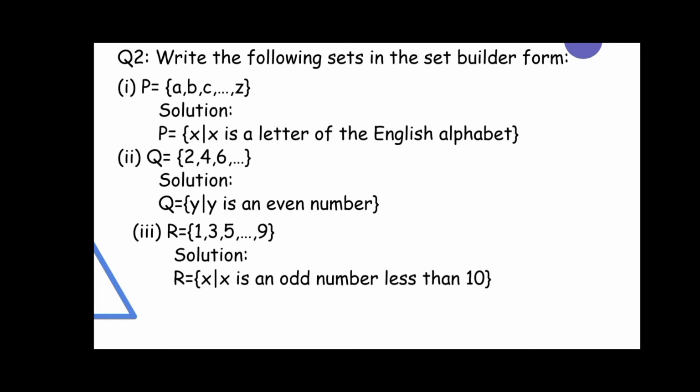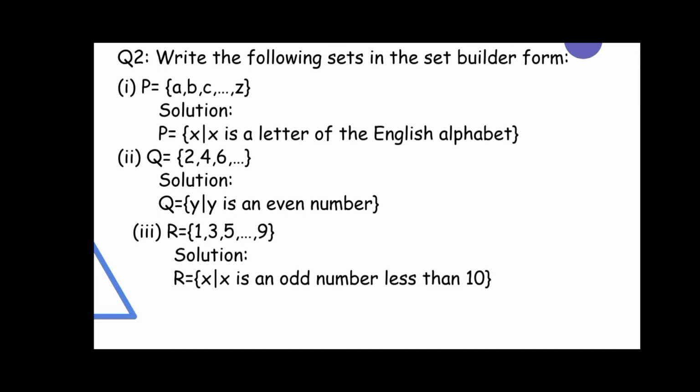Now question number 2 is: write the following sets in the set builder form. So basically all the parts of question number 2 are right now in the tabular form and you have to write these in set builder form. In set builder notation, the set is expressed in the form of a rule. We have to make use of symbols in the set builder form. You will see the symbol such that, you will see the symbols less than, greater than, belongs to. You will see all of these symbols in the set builder form.